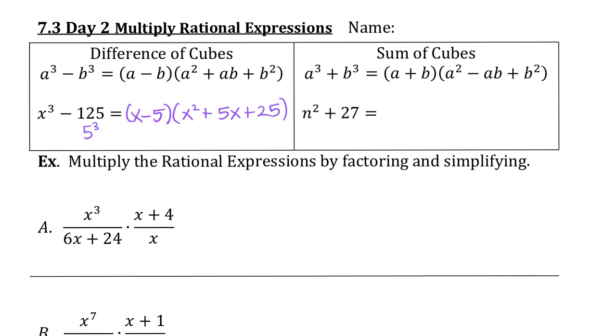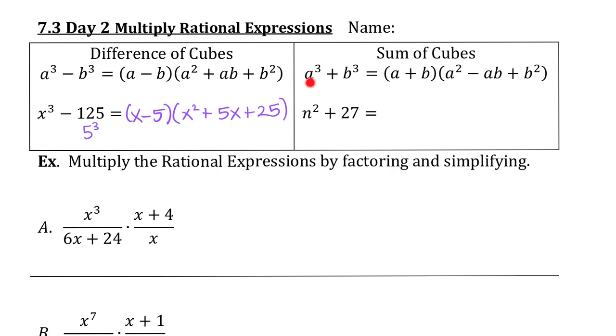Okay, and then just to check, I would do x times x squared. That's definitely x to the third. Negative 5 times positive 25 is definitely negative 125. I didn't check the middle terms, and you can, but if I at least got the first and last correct, there's a good chance I'm doing it correctly.